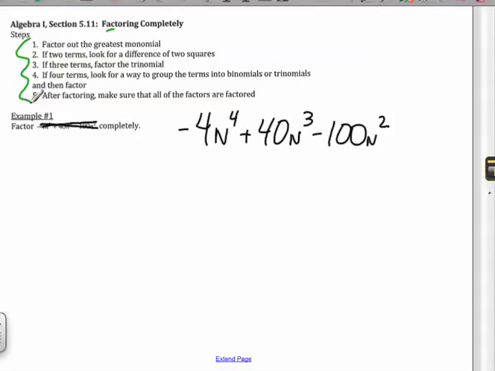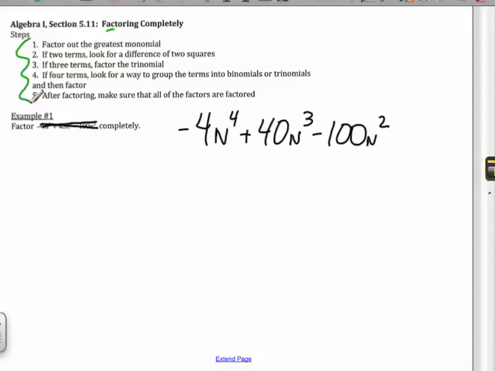The very first thing that we do is we look to see if there's anything that I can pull out. So when I'm pulling out stuff from all of the terms, I want to get rid of any negative in front of the highest power, and I want to pull out any common numbers and variables. So what should I pull out of this one? It says negative 4n to the fourth plus 40n cubed minus 100n squared.